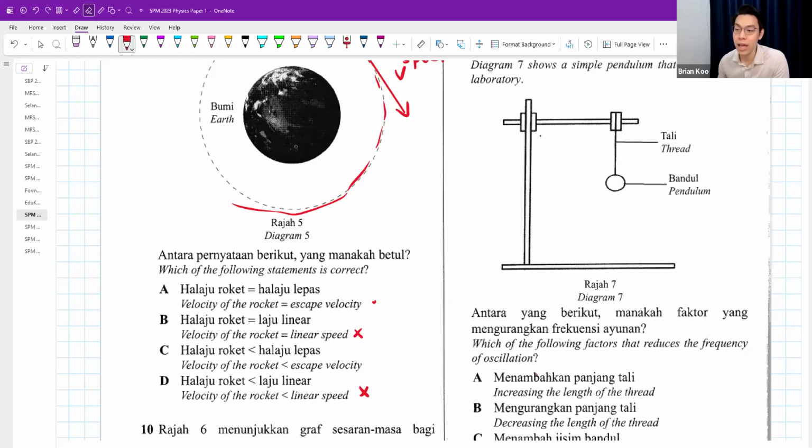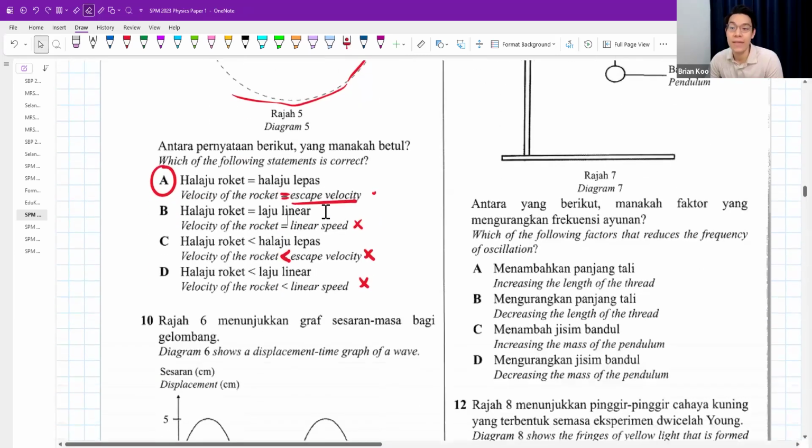And then C, velocity of rocket is less than escape velocity. If less than the escape velocity, you cannot escape. Right? Answer has to be A. As long as you can equal it, you don't have to be greater even. The definition of escape velocity is the minimum velocity needed by an object on the surface of the Earth to escape to outer space by overcoming Earth's gravitational force. If you achieve the minimum value, you can escape. Even if it's not greater, it's fine.